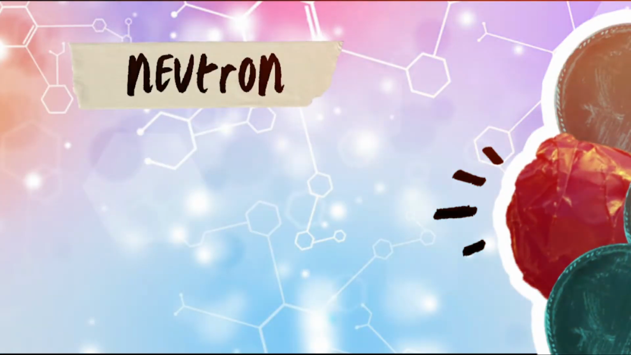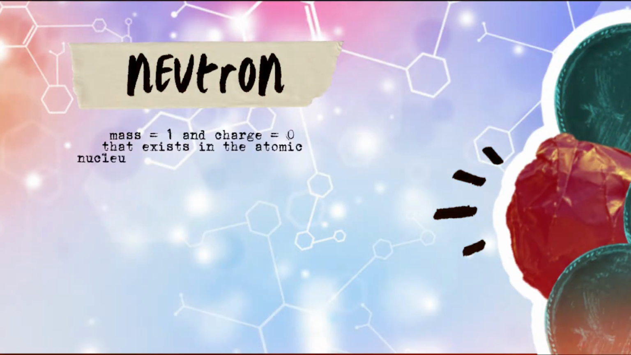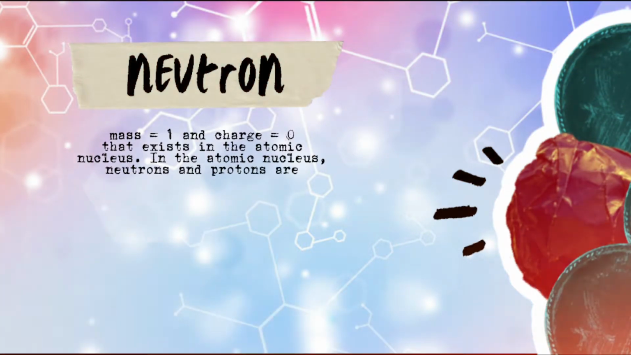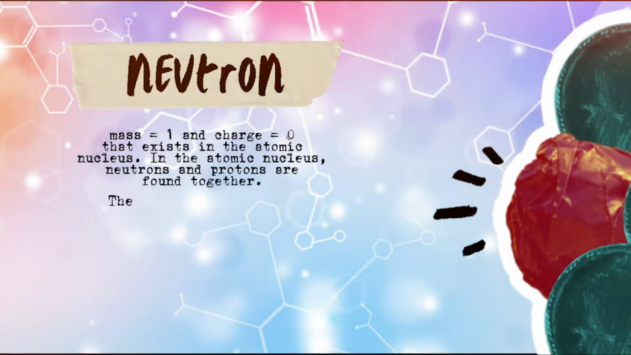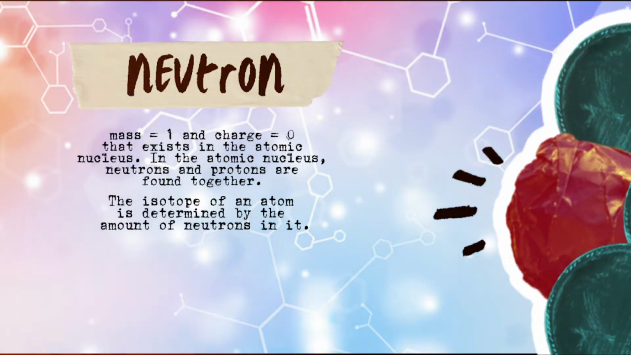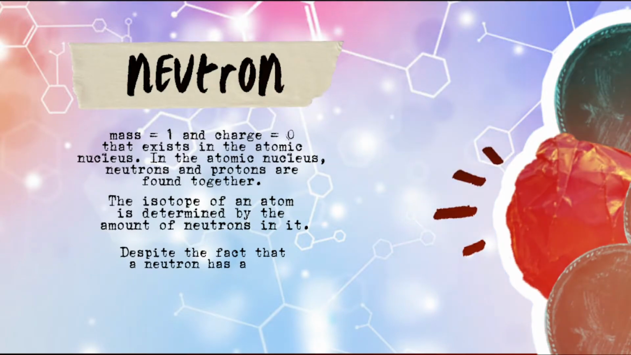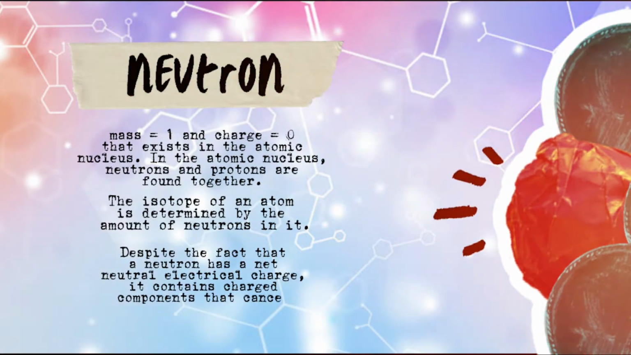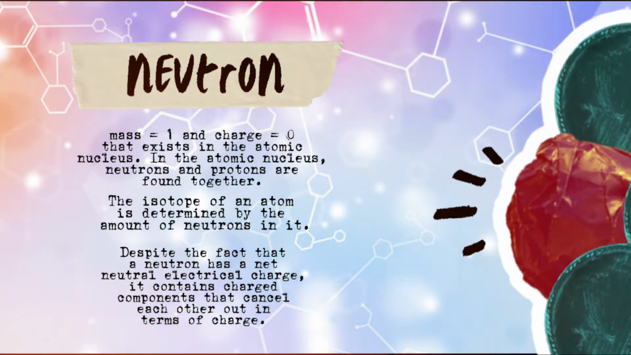The neutron is a particle with mass equal to 1 and charge equal to 0 that exists in the atomic nucleus. In the atomic nucleus, as I've mentioned before, neutrons and protons are found together. The isotope of an atom is determined by the amount of neutrons in it. Despite the fact that a neutron has a net neutral electric charge, it contains charged components that cancel each other out in terms of charge.